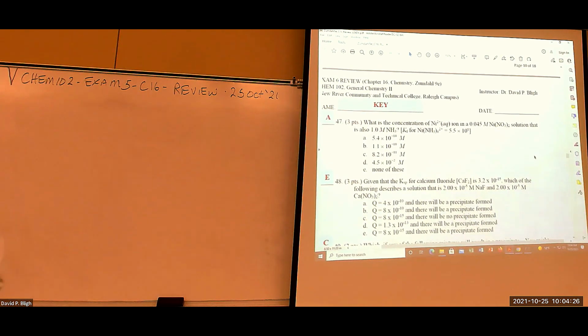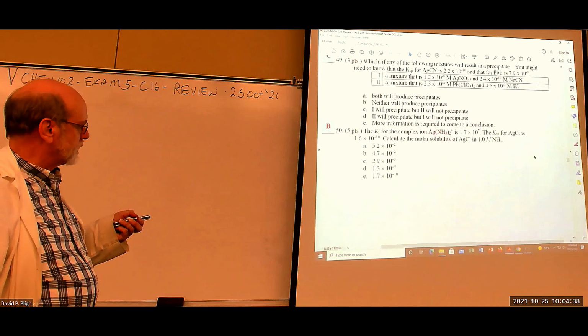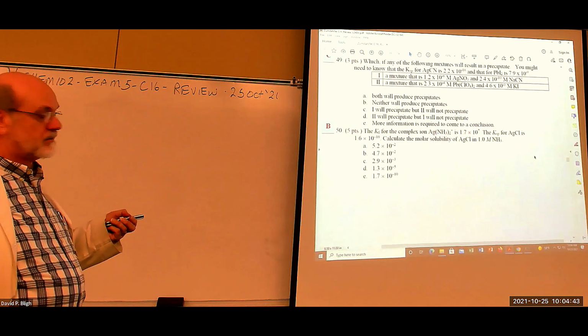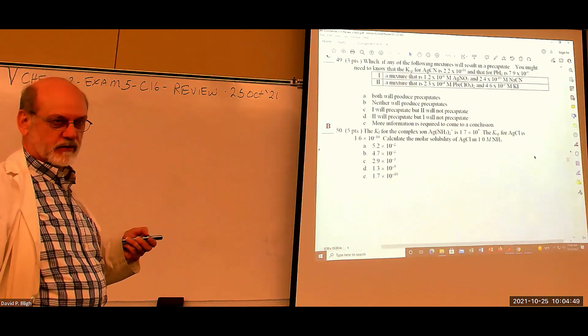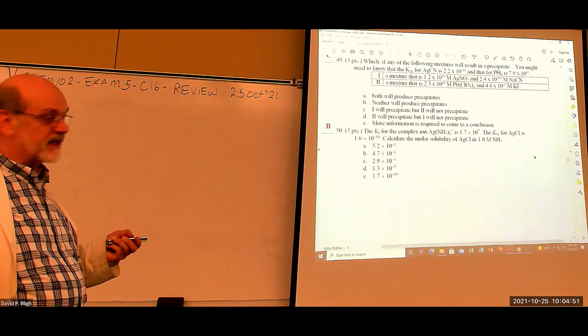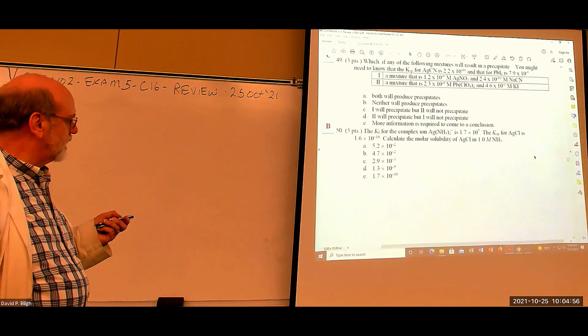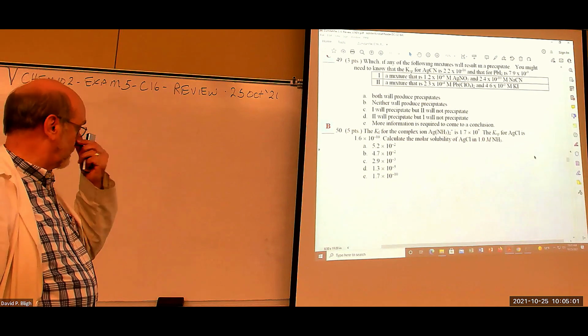That was 47. Let's see. We want to do 50. The KF for the complex ion here, the one we're using today, is 1.7 times 10 to the 7. That would be our accepted value, the one we would compare the results of our work today. KSP for silver chloride is this value. Calculate the molar solubility of silver chloride in 1 molar ammonia.